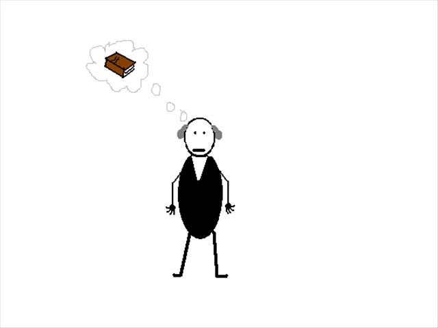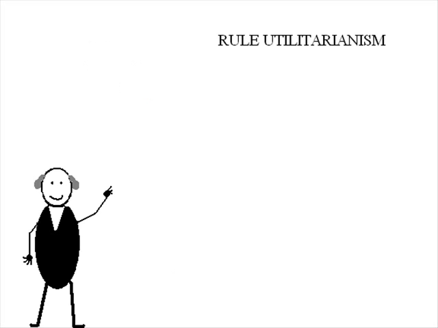Now, on to J.S. Mill. As a student of Bentham, he studied Bentham's work on utilitarianism. However, he believed he could do better. This led Mill to produce rule utilitarianism, which was subtly different to act utilitarianism.